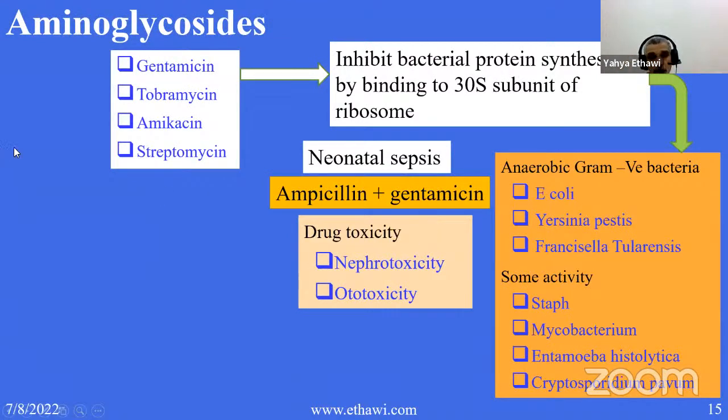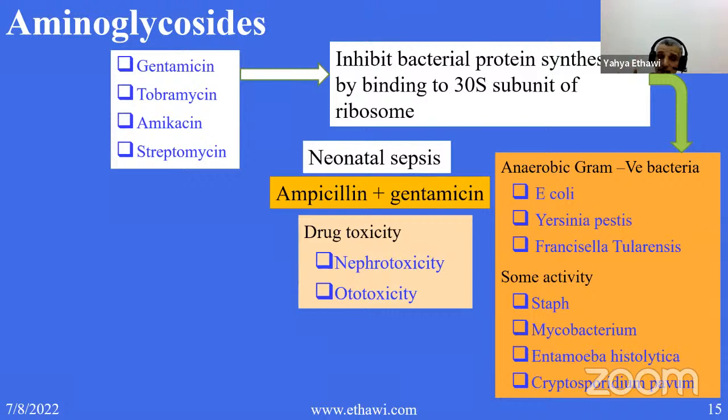So the most important point about gentamicin is nephrotoxicity and ototoxicity. And that's why if you need more than 3 doses, you need to check the level. Again, it's active against gram-negative bacteria such as E. coli, Yersinia, and Francisella tularensis. And that's why both of them are good when you have a human bite. They have some activity against staph, and especially against staph, they are synergistic with ampicillin. They can also work some against mycobacterium, such as streptomycin, and Entamoeba histolytica, such as gentamicin and tobramycin. And also they are good for Cryptosporidium parvum.